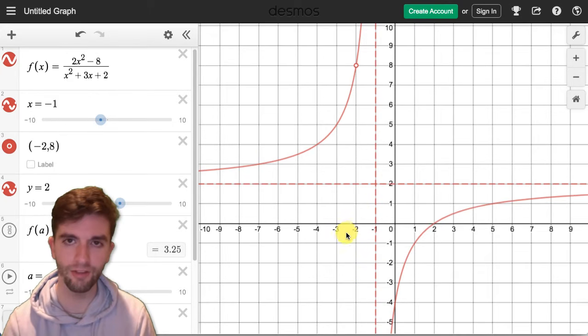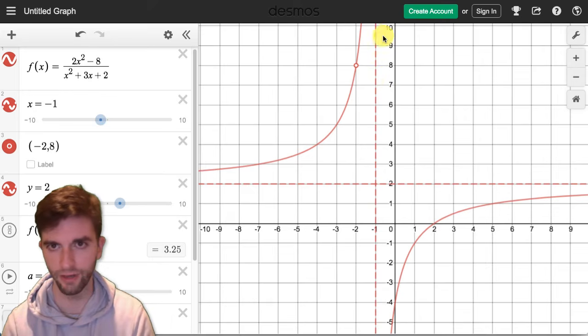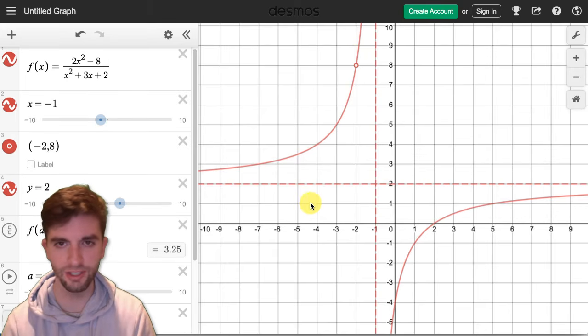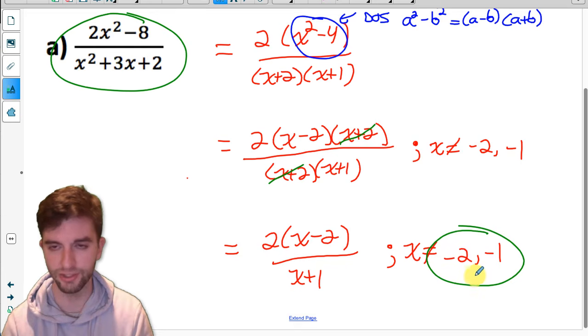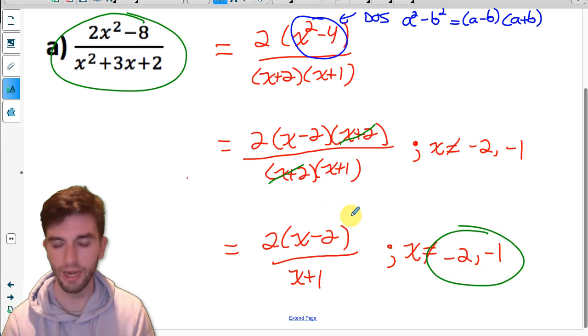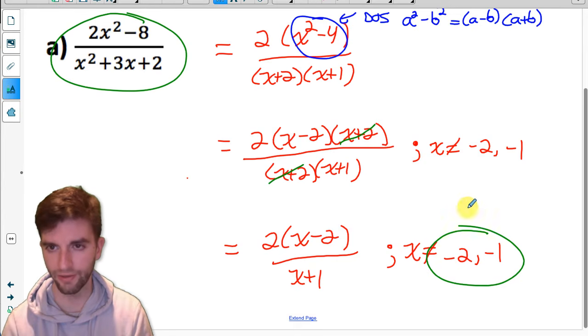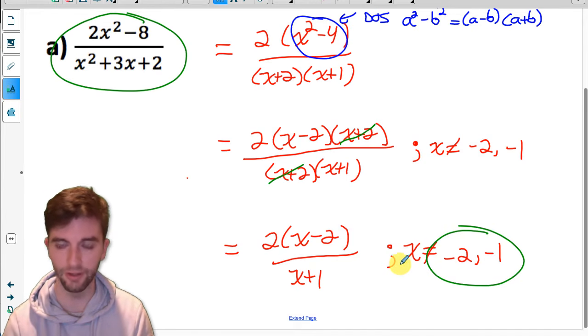Notice there are two x values where this function does not exist. At an x value of negative 1, there's a vertical asymptote. At an x value of negative 2, there's a hole. So the function doesn't exist at two x values. And those are the x values that we see written as restrictions here. I'll explain a lot more how we know that there'll be a hole at an x value of -2 and a vertical asymptote at -1 later.